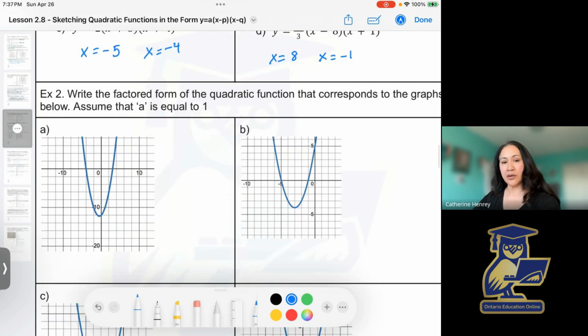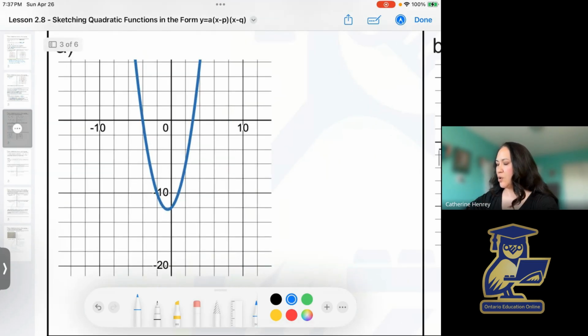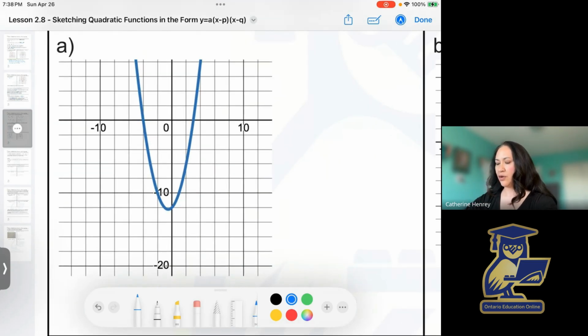Well, what if we want to go backwards and go from the graph to the factored form, or the intercept form? Let's take a quick look here at A. Here we want to be able to see where the graph crosses the x-axis. These divisions look like they're going up by 2s. So let's say here seems like it's a value of -4. And then here, the other point at which it crosses the x-axis, that looks like it's 3.